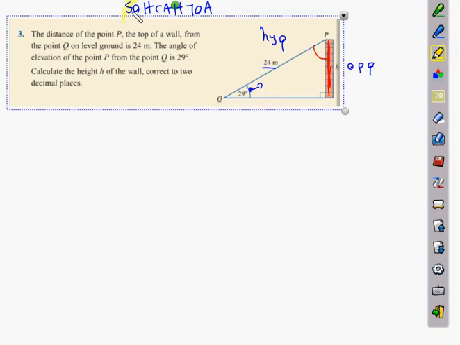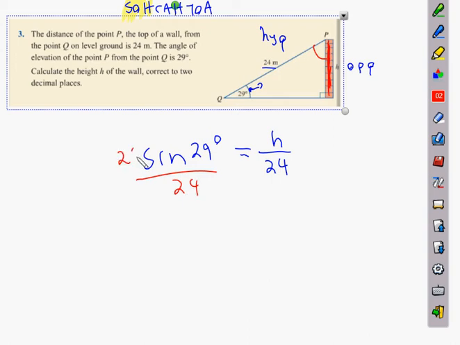So sin. Now, what goes beside the sin? What goes in here? It's always the angle. 29, and that equals h over 24. What do we do next? We're not using sin inverse because we're not finding the angle. So it's 24 times sin 29, the same thing as bringing the 24 back up. Okay?